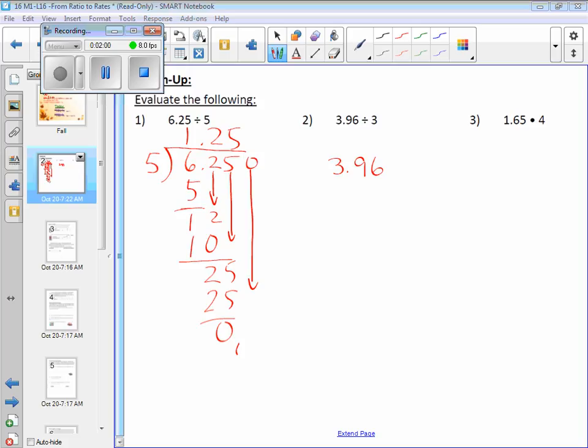In or out? 3.96. In. You don't really have to do the division for this one, though. This one is straight up. You're right. You could do it in your head, but let's just do it anyway. 3 into 3. 3 into 9. 3 into 6. Take the shortcut because there's no remainder every single time.